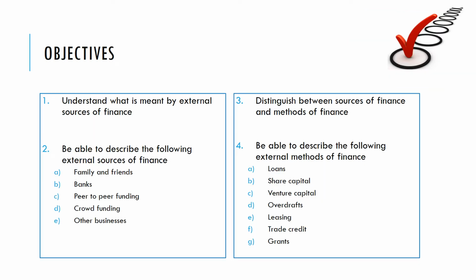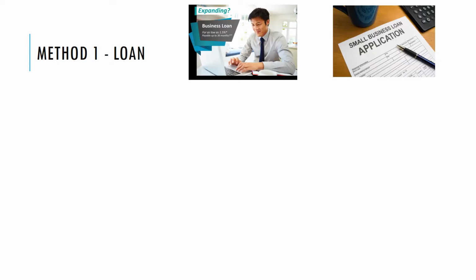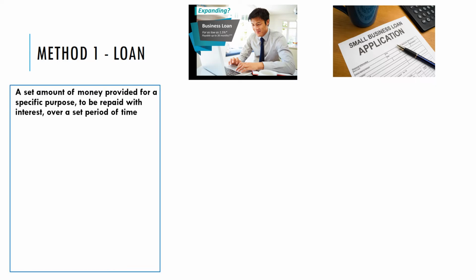So we've looked at our different external sources of finance. Now let's move on to the methods of finance. Again, we should focus on taking down the bold definitions. So method 1 is a loan, and that is a set amount of money provided for a specific purpose, normally to be repaid with interest over a set period of time. Often this is secured against an asset, and if there is a default on repayments, the asset can be taken.